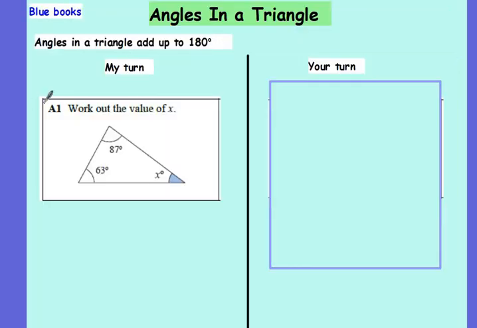In your dark blue books, can you give me the title Angles in a Triangle, and underneath write the sentence, angles in a triangle add up to 180 degrees. Can I then see pens down and eyes on the board, please? Pause the video and jot that down now.